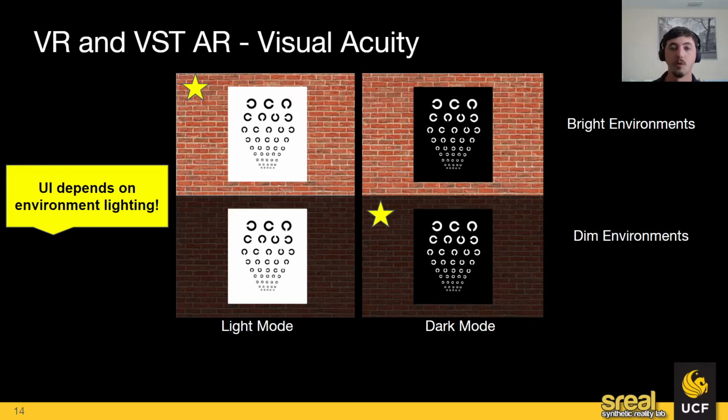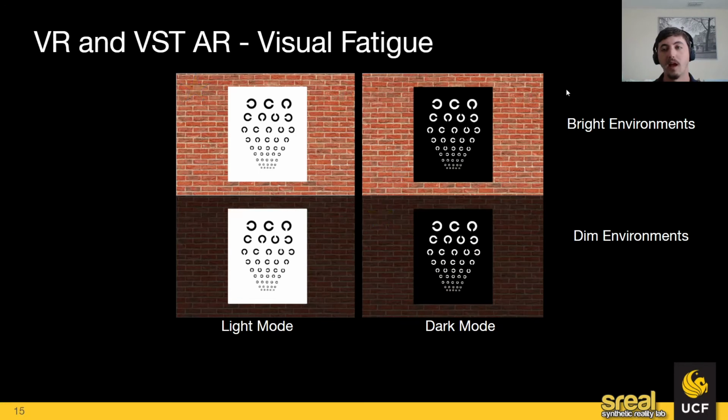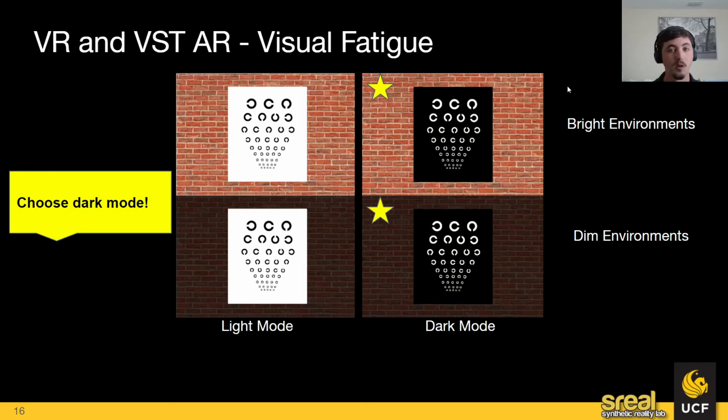So if you had a very bright virtual environment, users performed better. They read smaller letters with the light mode chart, whereas if they were in a dim virtual environment, users performed significantly better and read smaller letters with that dark mode chart. And this kind of adheres to traditional UI guidelines. When we look at visual fatigue, we asked our users, how much eye strain are you experiencing when you're working with these type of interfaces? And what we found out was that the dark mode had significantly better scores for both lighting conditions.